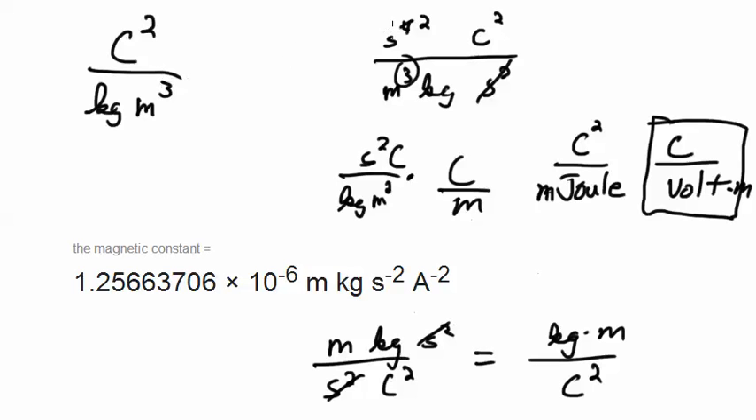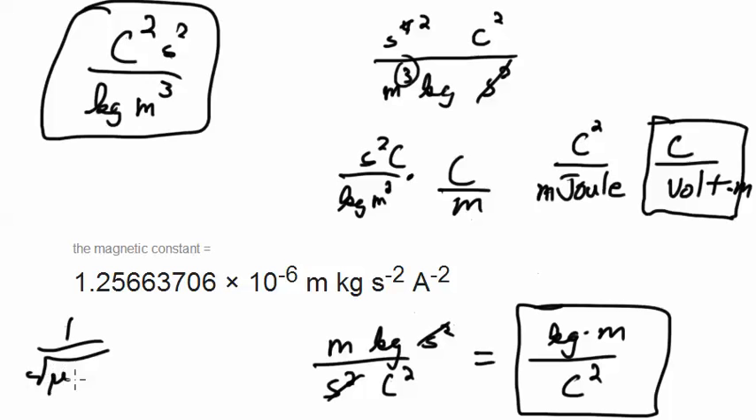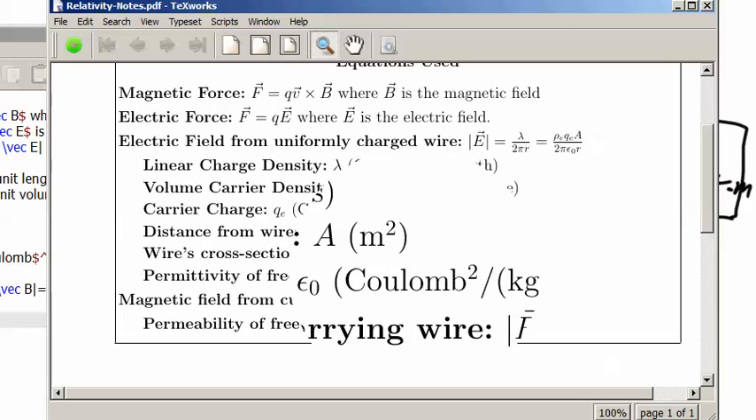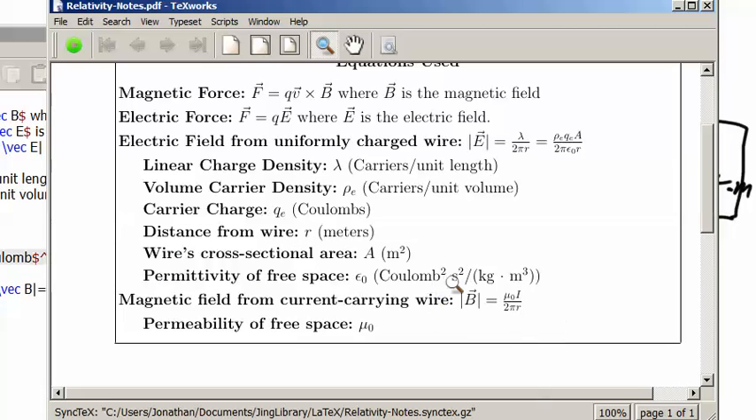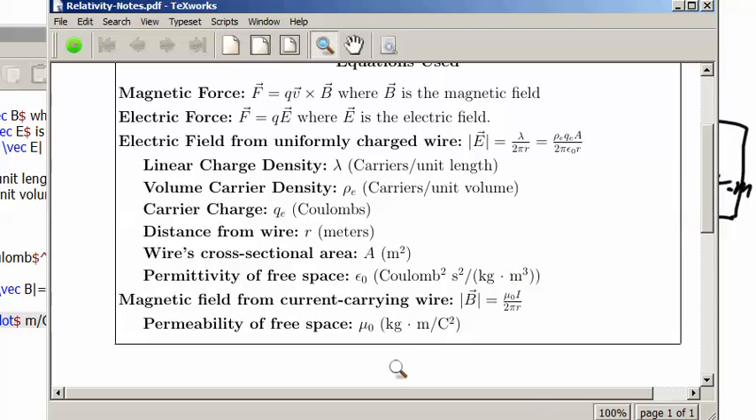Let's do one other thing. This is missing second squared up here, and now let's multiply those together. And this thing times this thing should come out to be second squared per meter squared. So, because 1 over the square root of mu sub naught, epsilon naught, is equal to the speed of light, that means my permittivity of free space needs to be coulomb squared second squared per kilogram meters cubed, and the permeability is kilogram meters per coulomb squared.